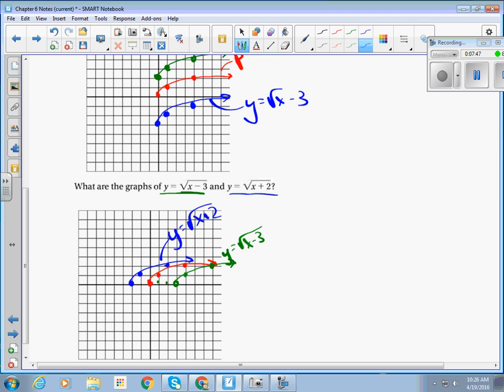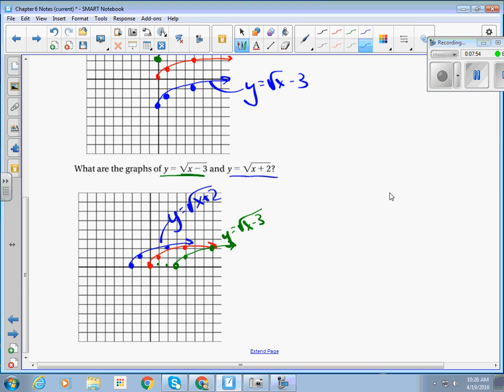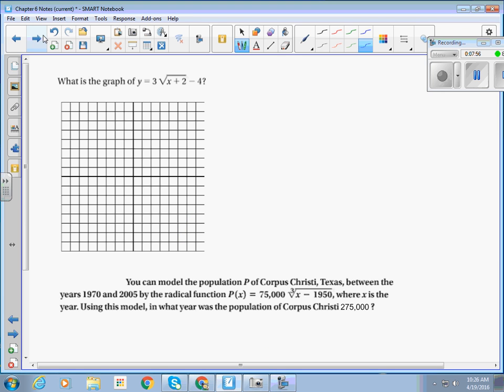And it shifted it to the left. Okay, so now we're going to add the vertical stretch in.